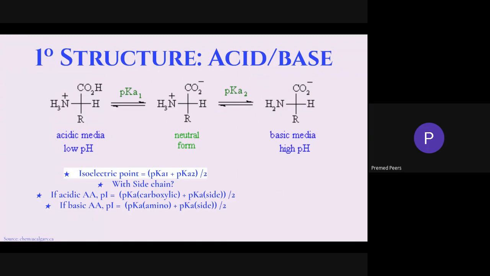So what happens when you have a side chain? If it is an acidic amino acid, what I usually do is add the pKa of the carboxylic acid group with the pKa of the side chain and then divide by 2. Whereas when it is basic, I will use the amino group pKa, add the side chain pKa, and then divide by 2.